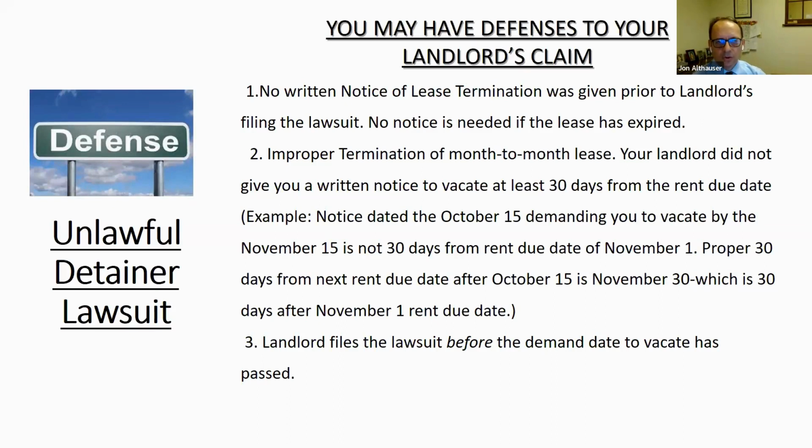Now, not that you should ignore a notice that is not delivered properly. Okay. Because even if you think it's not done correctly, the landlord probably does, right? And it's going to be up to a judge to determine whether or not it was done correctly. So anyway, I'm spending a lot of time on this, but it's one of the more important things.